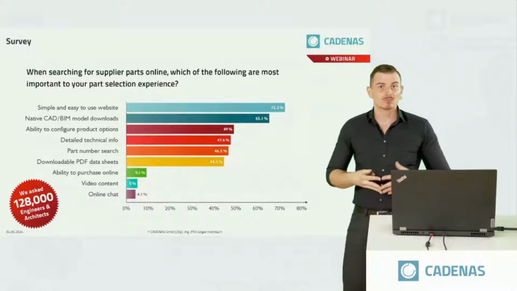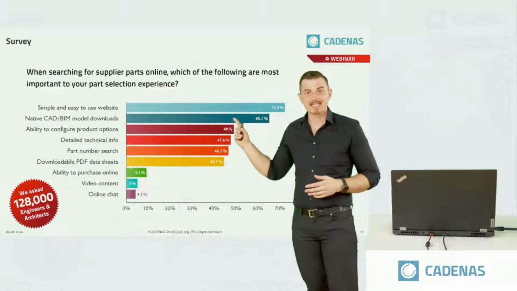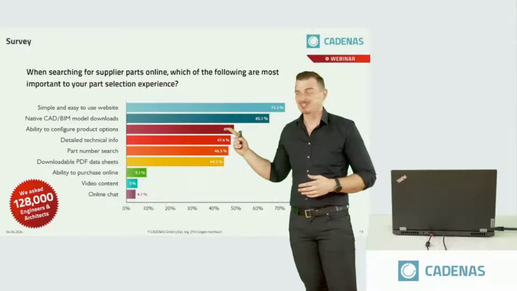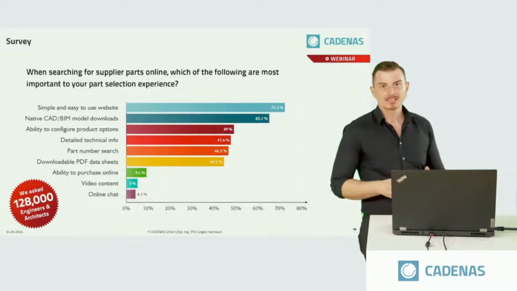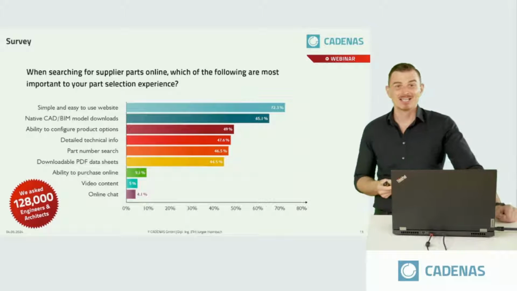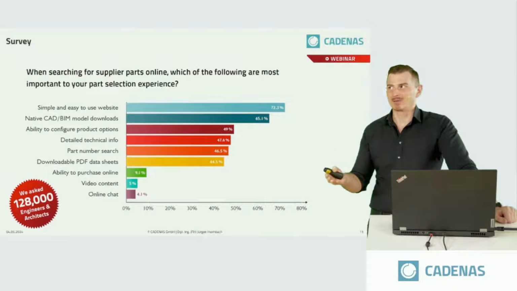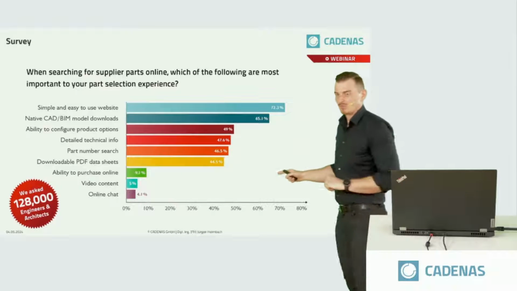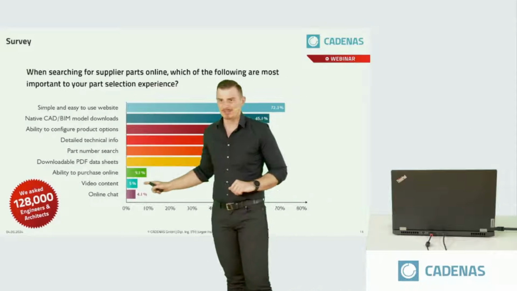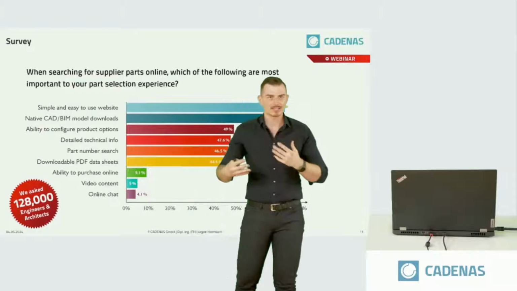The second most important one is already the native CAD and BIM data. This means that if an engineer and planner goes to a website, the first question will not be, okay, can I buy it, or what is the price? You see it here, it's really about 9%, just think about price and so on.